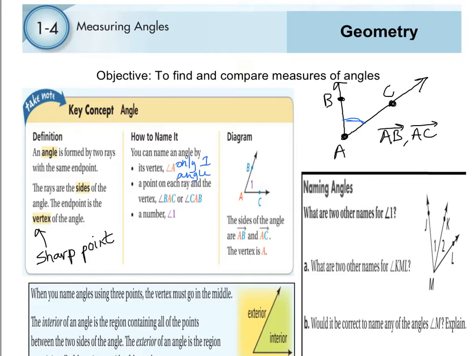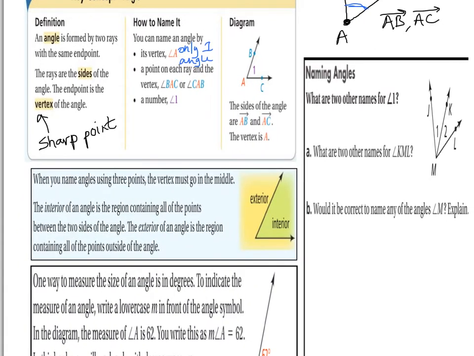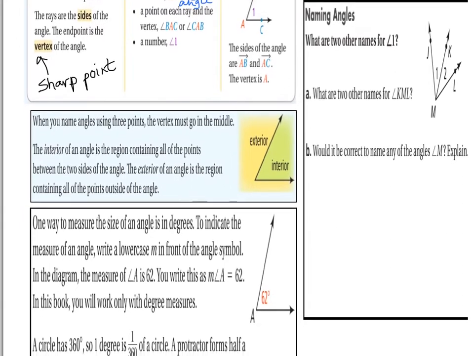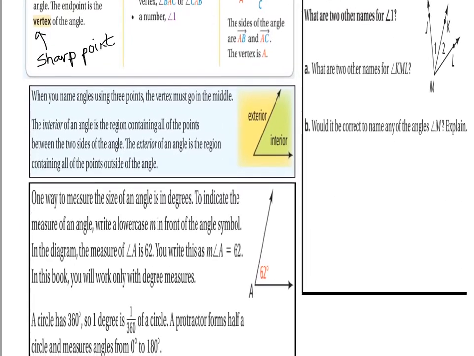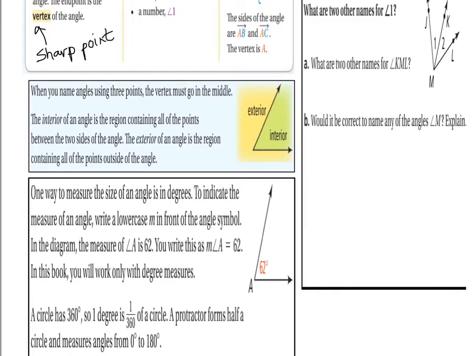So, let's take a look now. It says when you name angles using 3 points, the vertex must go in the middle. The interior of an angle is the region containing all the points between the two sides of the angle. So the interior, in other words, is the inside of the angle. The exterior of an angle is the region containing all the points outside. So this is the exterior, outside of the angle.